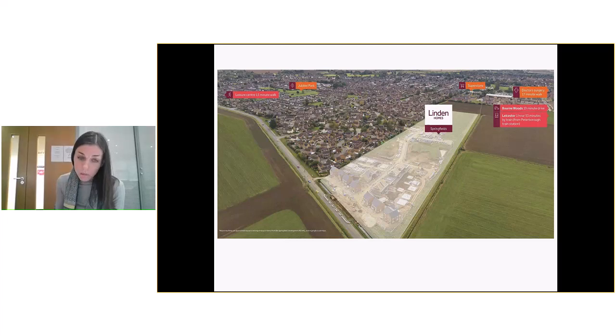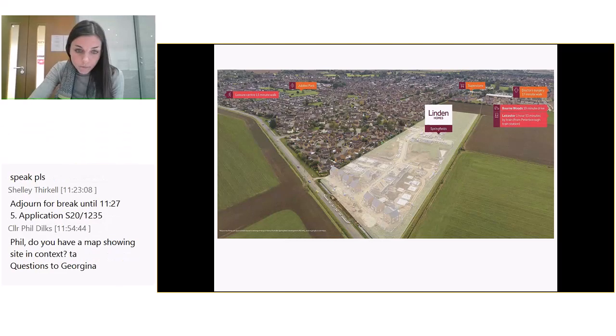The scheme also continues to comply with the outline public open space requirements, including the provision of a children's play area, as well as Section 106 contributions totalling around £1 million towards health, education and public transport infrastructure. We therefore respectfully request you grant permission in line with your officer's recommendation. Thank you.